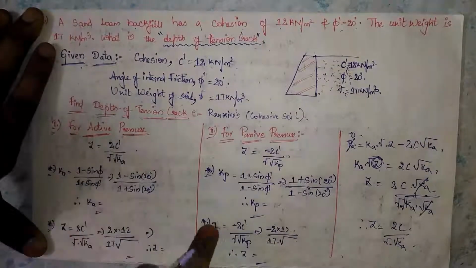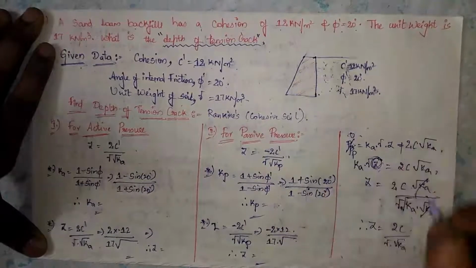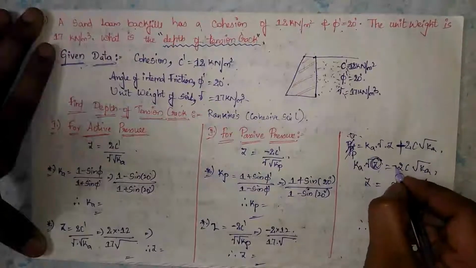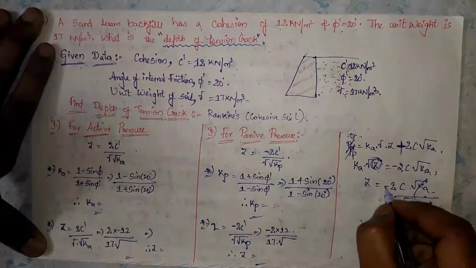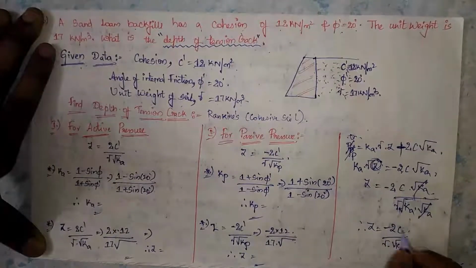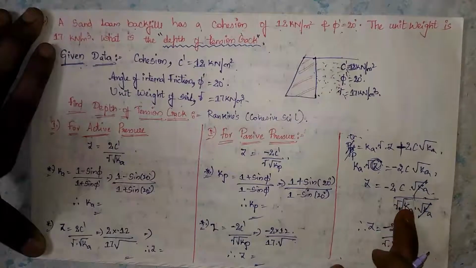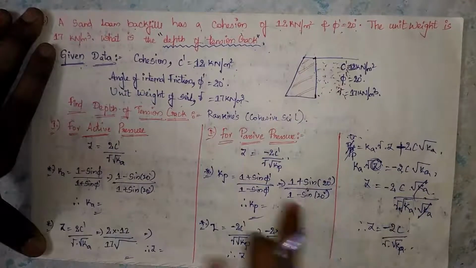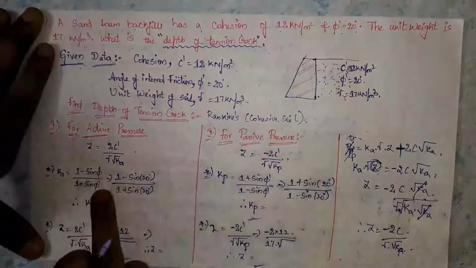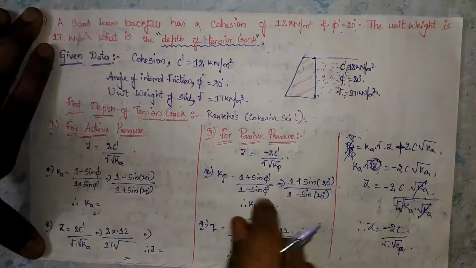For the passive condition, what will happen? For the passive condition, P equals, this will be the plus. So it becomes 0. Minus 2C dash, then minus Z equals minus 2C dash by rho into root KP, where Z equals 2C by rho into root KP. So this is the formula I have written. Here KA and KP we know: 1 minus sin phi by 1 plus sin phi, and here 1 plus sin phi by 1 minus sin phi. So find out here.